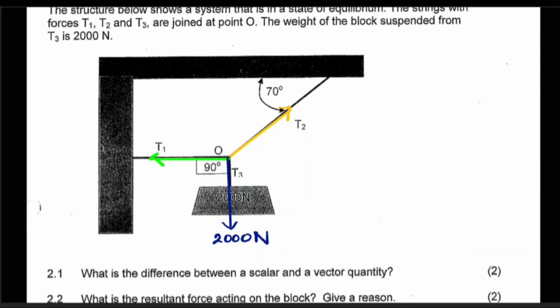Now 2.1 says, what is the difference between a scalar and a vector quantity? So this is something that you actually learned in grade 10. You know that a scalar has magnitude only. So it's a physical quantity that has magnitude only. And a vector is a physical quantity that has magnitude and direction.